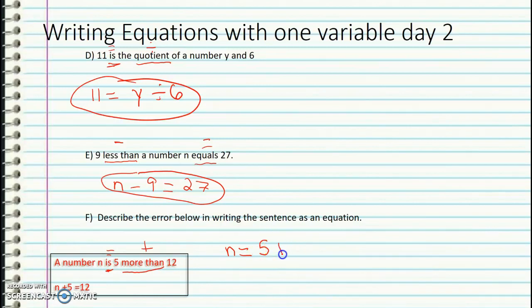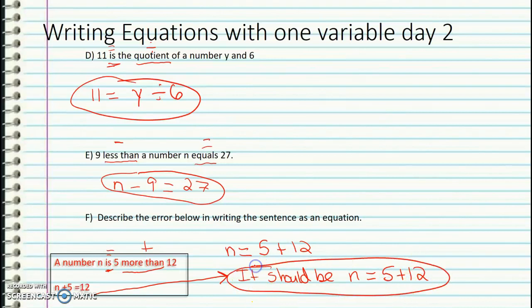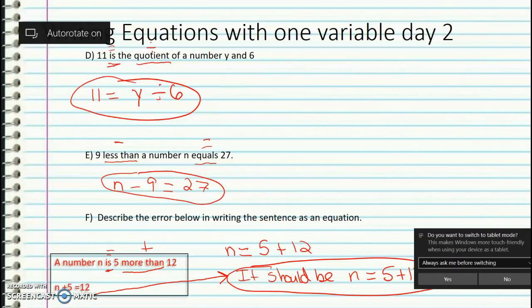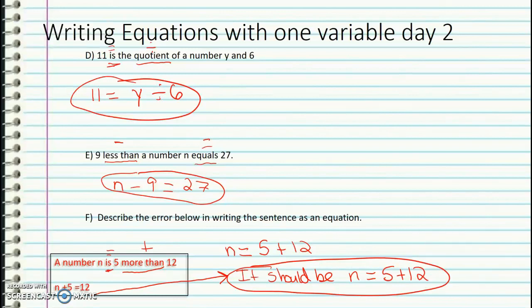5 more than 12. So what the person did wrong here is they put equals 12 instead of 5 plus 12 equals n. You've got to write it exactly like you see it. So what we would put as our explanation is it should be n equals 5 plus 12. So with those ones, you've got to solve it yourself first so you can recognize what the error is and explain it.